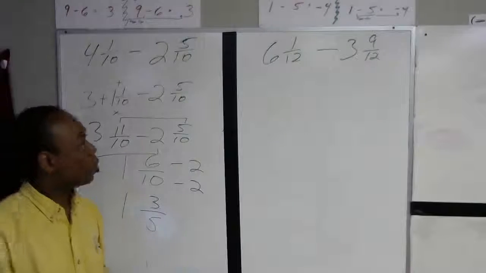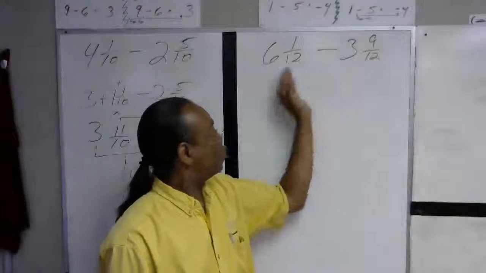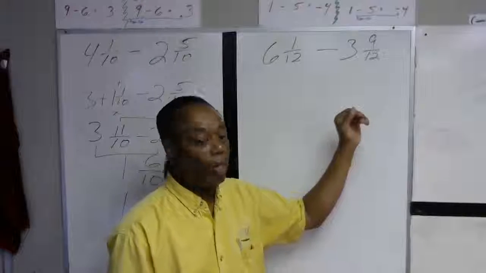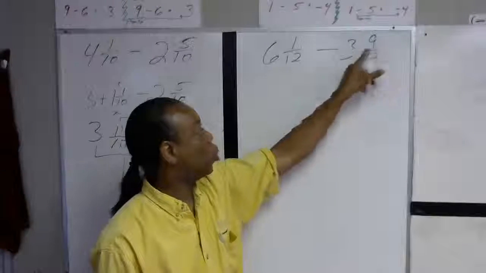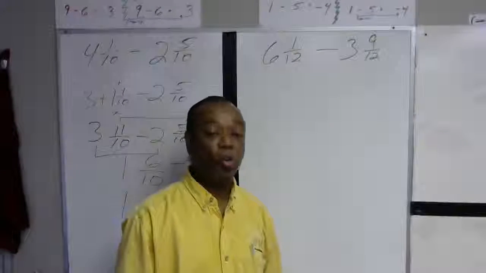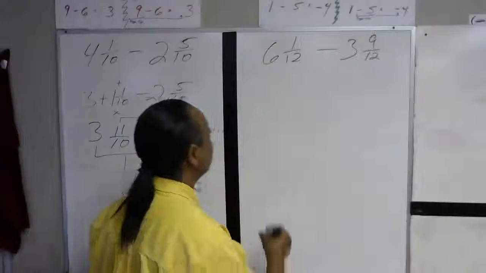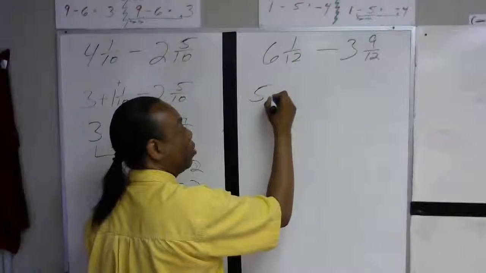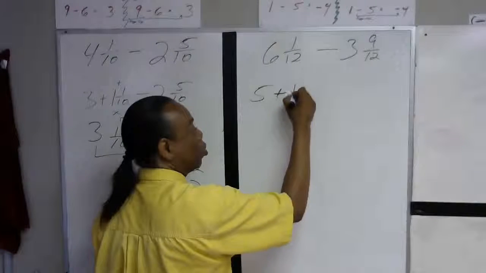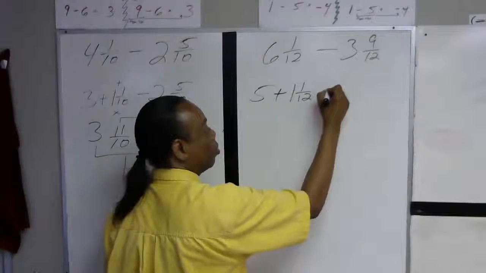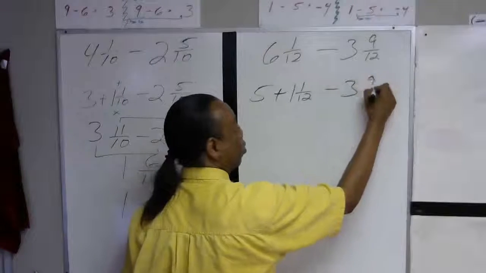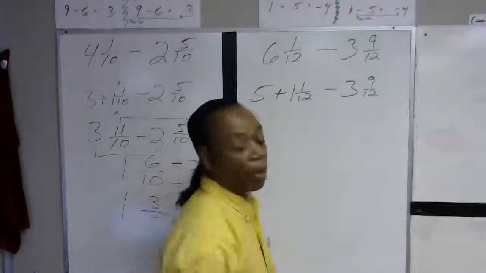Okay, next, we want to subtract these two mixed numbers. We start off with the fractions, but we cannot subtract a 9/12 from a 1/12. So we're going to have to do some borrowing from the 6. So I'm going to borrow 1 from the 6. You get 5. And the 1 that we borrowed goes next to the 1/12. Minus 3 and 9/12.